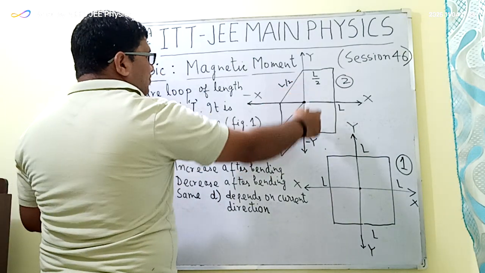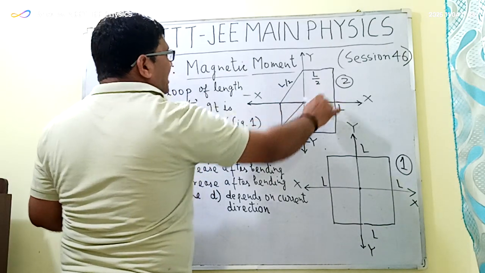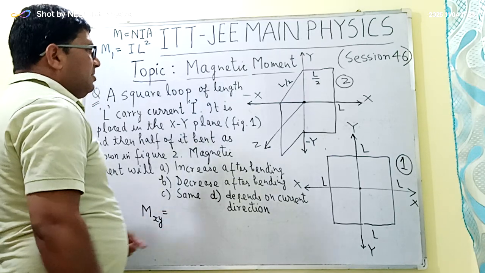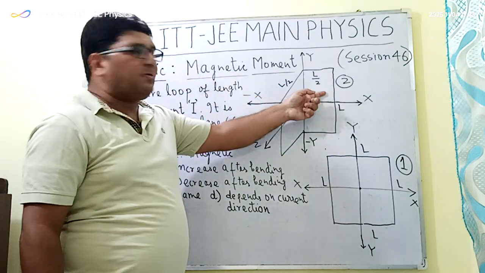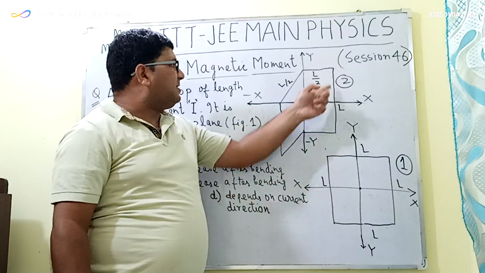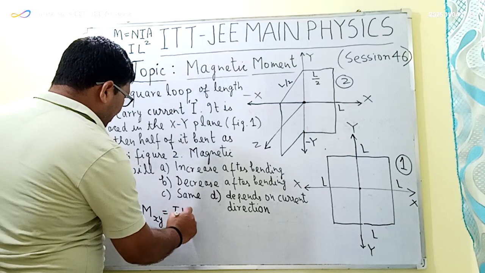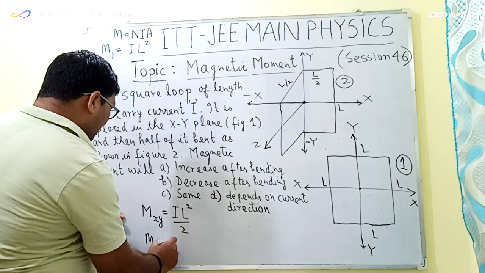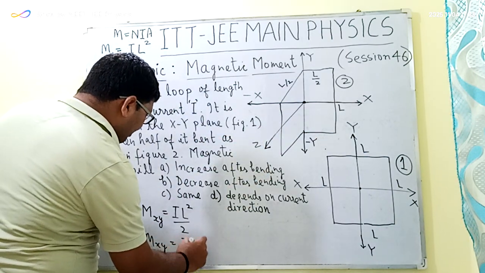So let us first of all find the magnetic moment due to this loop which is lying in the XY plane. I am denoting the magnetic moment as MXY. Here N is equal to 1, that is the number of turns is 1. The current is the same I, and the area of cross section of this loop which is lying in the XY plane will be L into L by 2. So this is equal to I L square by 2. Similarly, the magnetic moment due to the loop which is lying in the YZ plane will also have the same magnitude.